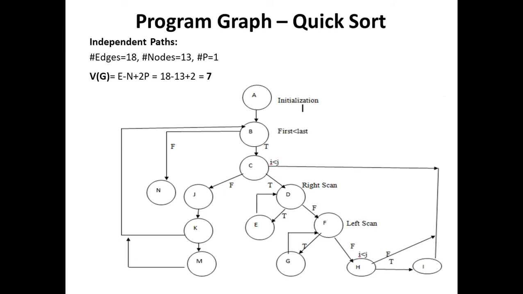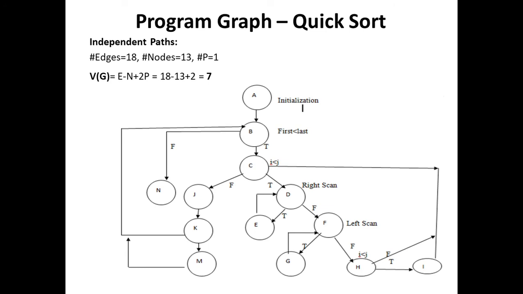To make the graph strongly connected, we need to draw an edge from the entry node to the exit node. So that's why we are taking that one extra node as one. So by applying these things, total number of edges and nodes and one, you will get a total of seven independent paths in the graph.